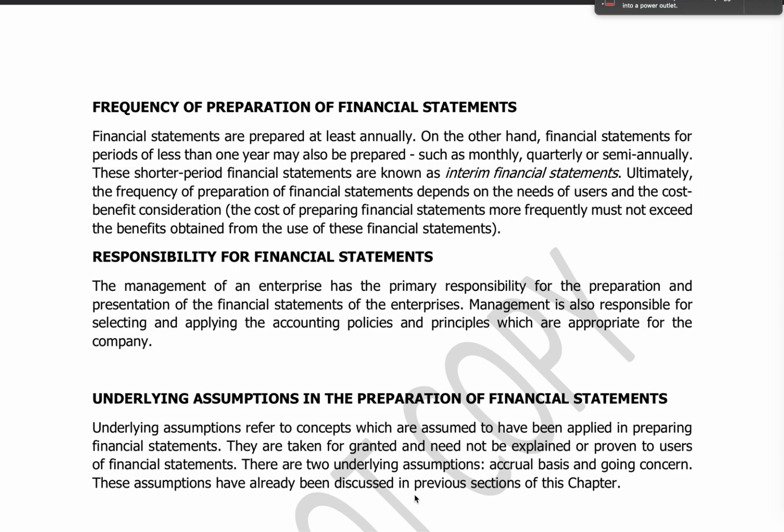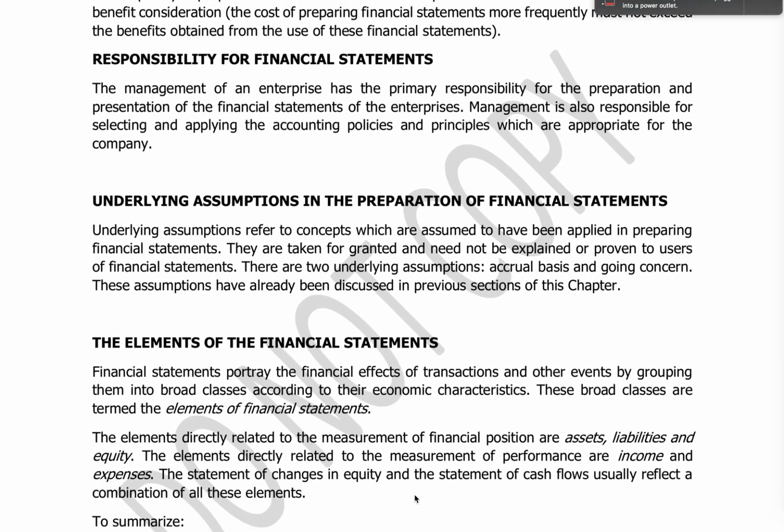Pero, pwede din naman monthly. Monthly actually sa mga company. Kailangan monthly may reporting para ma-monitor nila kung ano nang nangyayari sa company every month. Meron din quarterly, meron din semi-annually. So, anong tawag dyan? Pagka shorter period ang financial statements, that is interim. Kasi within the year, sa gitna ng taon, mayroon kang financial statements na pinaprovide. Interim financial statements. So, annual and interim. Pag shorter than 1 year, it is called interim.